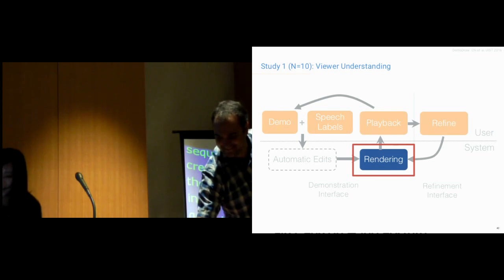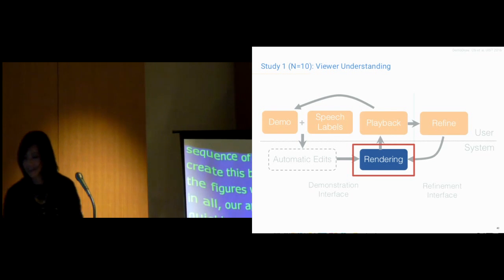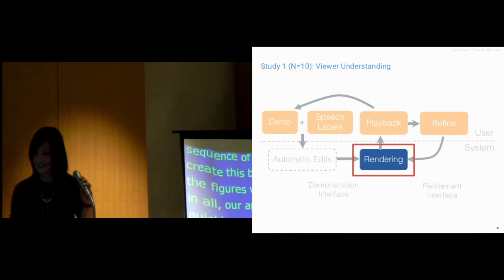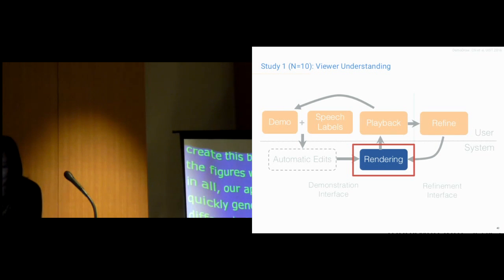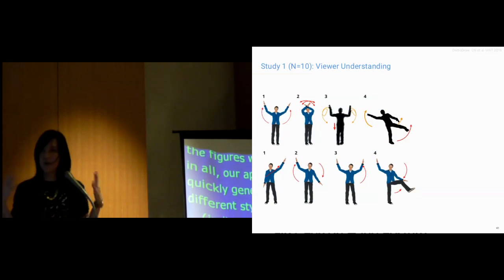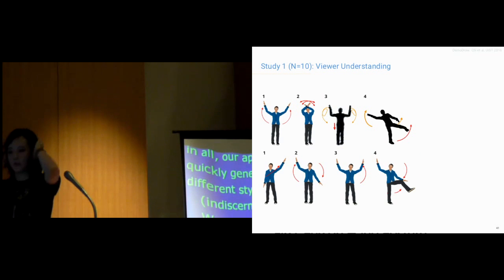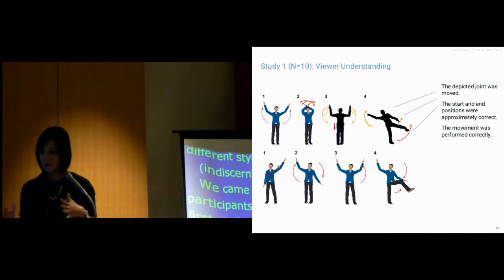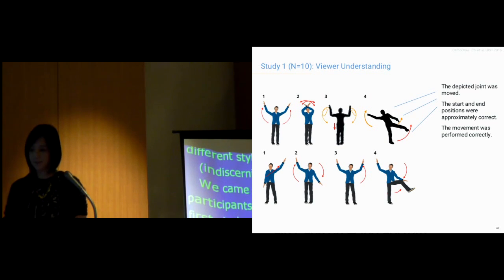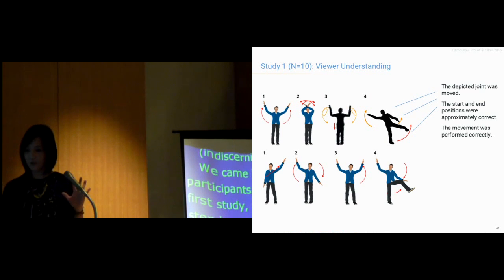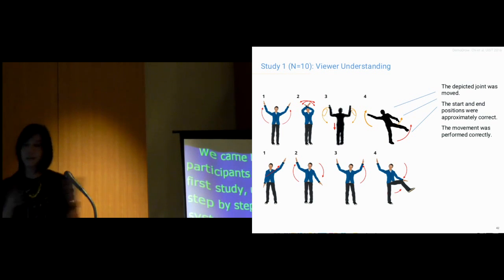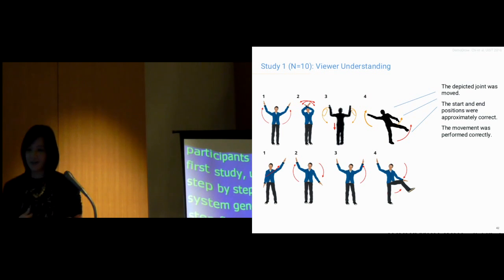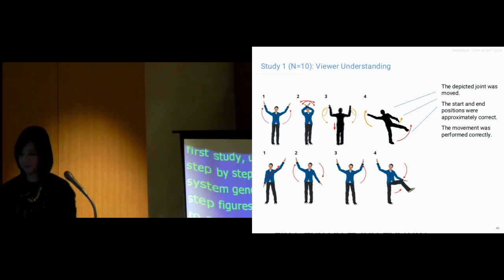Our first study evaluates if users can understand step-by-step motion illustrations that our system generates. So we show these two 4-step figures to participants and ask them to interpret and perform the movements. We coded each joint movement to examine three things: if the visualized joint was moved, if the start and end positions were correct, and if the movement was correct.